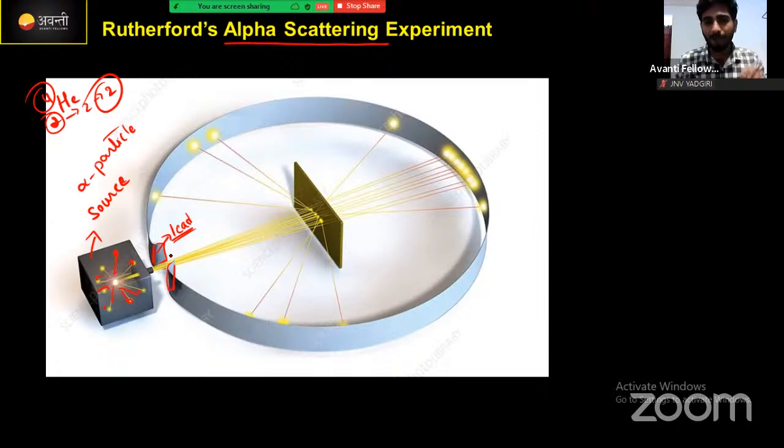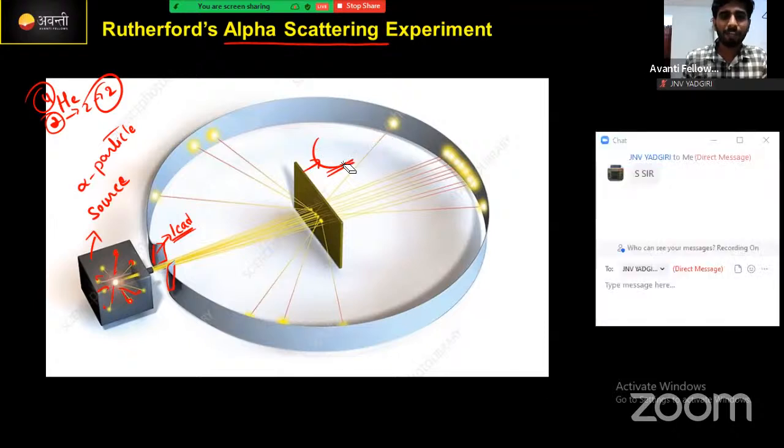The alpha particles which emerge from this lead box, he then made to fall on a gold foil. How rich he was, he took a gold foil here, correct? Right, gold foil. Do you know why he took the gold foil for this experiment? Is there anybody? If you know, please let me know through the chat box. Why did he take the gold foil to do this experiment?